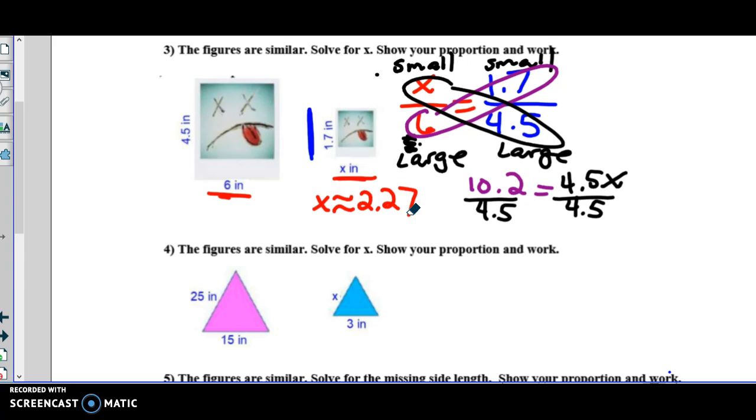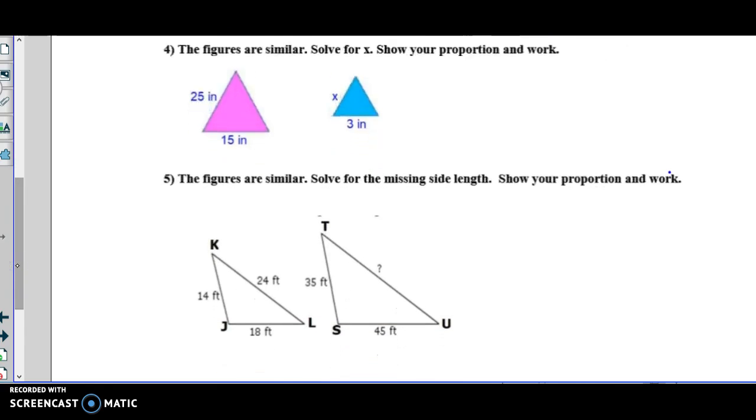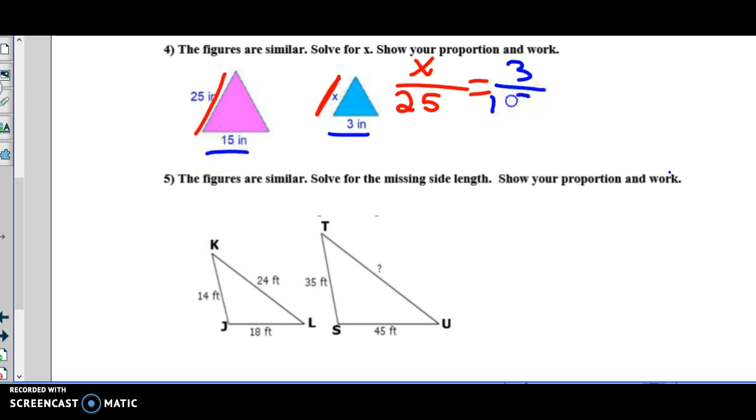Now let's try example 4. It tells us the figures are similar and we need to solve for x. And then I'm going to make sure I show my proportion in my work. This triangle, I can tell that they're already facing the same direction, so no need to visually rotate it. So let's start with x. The side from the large triangle that corresponds with x is 25. So x over 25 equals, and now let's look here. The side that corresponds with 3 is 15. So x over 25 equals 3 over 15.